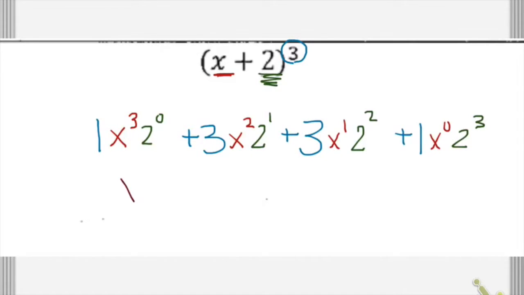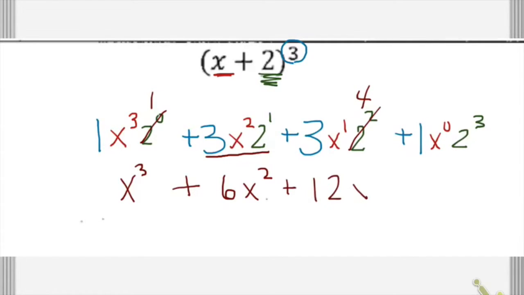So this comes out to just x to the third because anything to the 0 power is 1. And then here we have 3 times x squared times 2 to the first. That's going to give us 6x squared. Here, 3 times x to the first times 2 squared, which is 4. So that gives us 12x. And then anything to the 0 power is 1, and 2 to the third is 8. So that's our simplified expression.